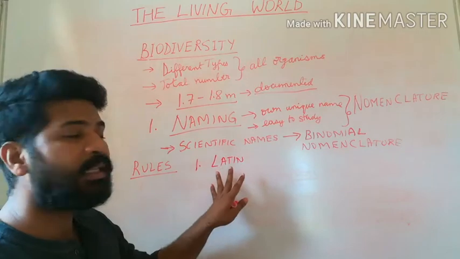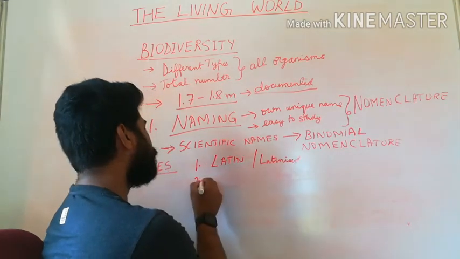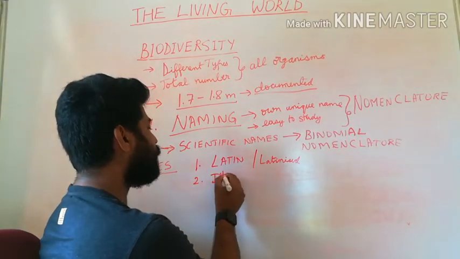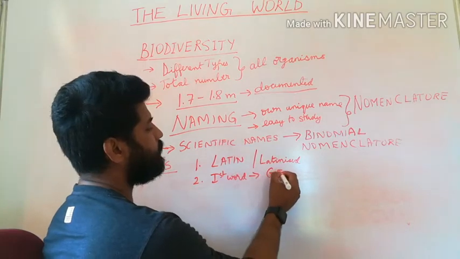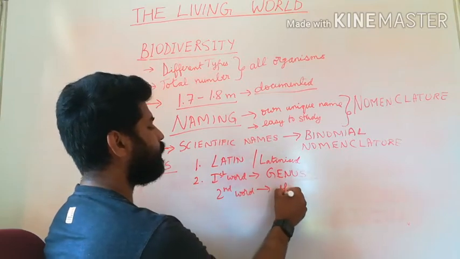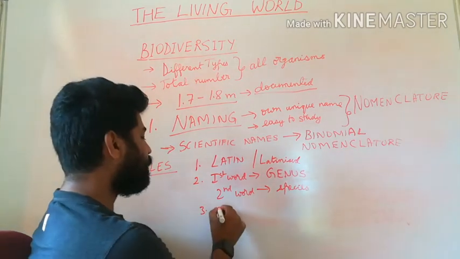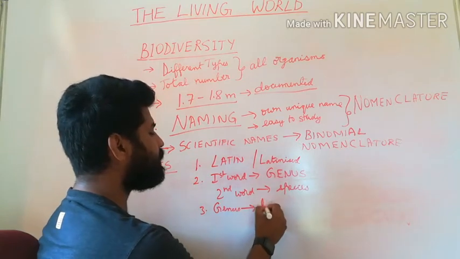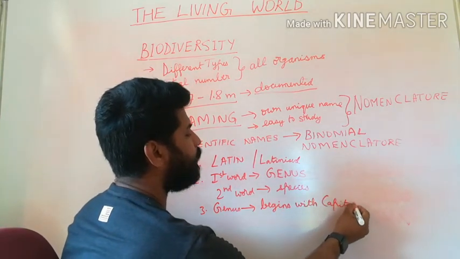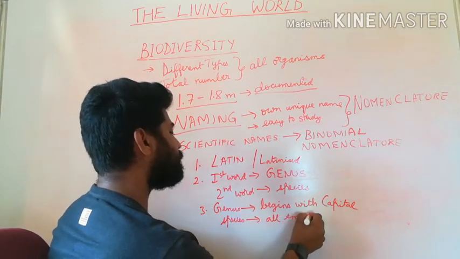So all the names are either taken from Latin or they are Latinized. That is rule number 1. Rule number 2, each name consists of two words. The first word, as you know, represents the genus, and the second word represents the species. Rule number 3, the genus name begins with a capital letter, whereas the species name is written in all small alphabets.